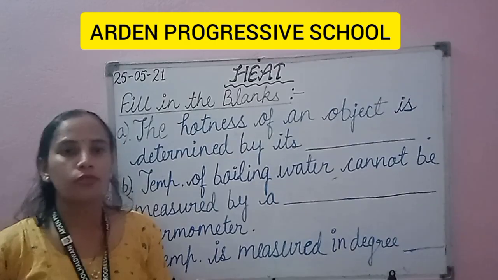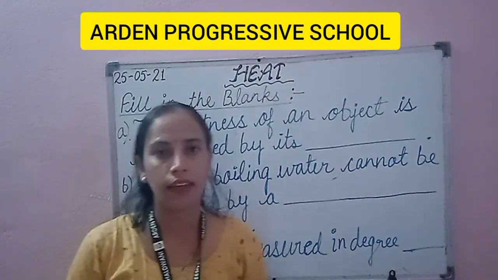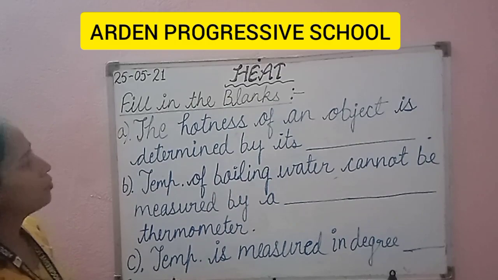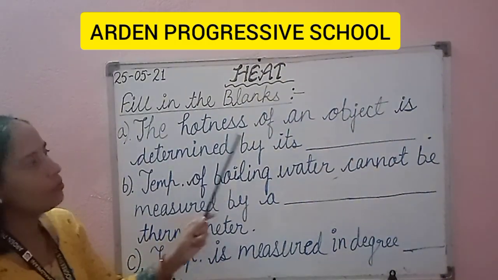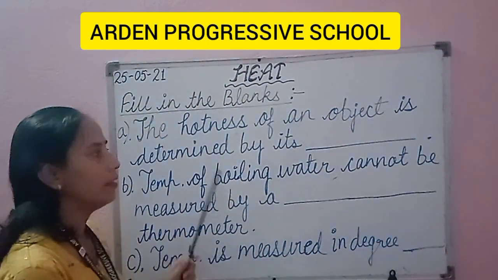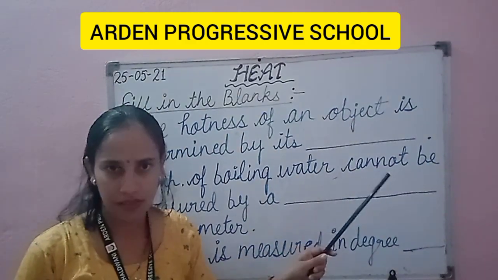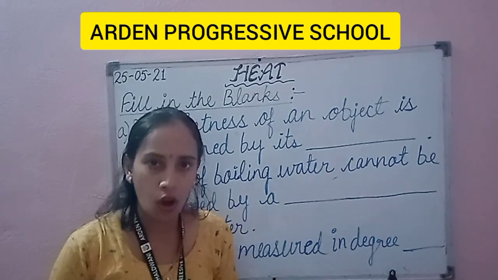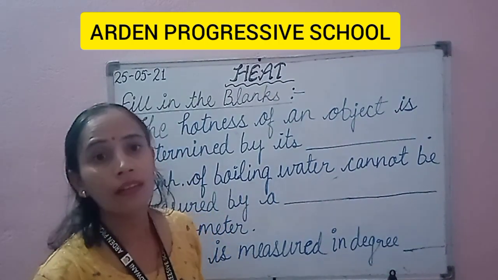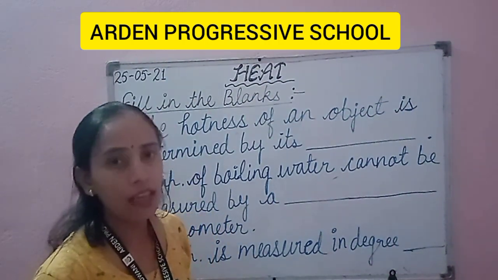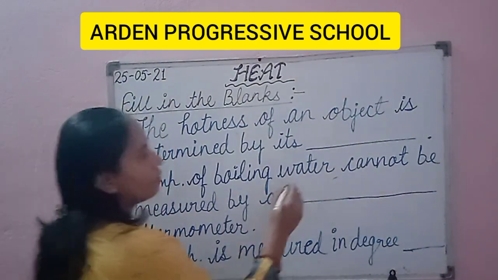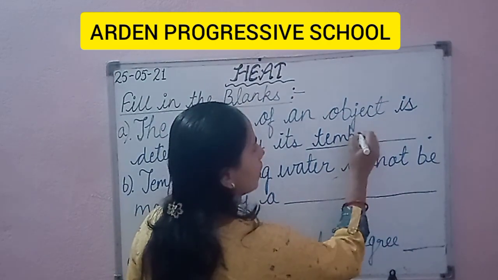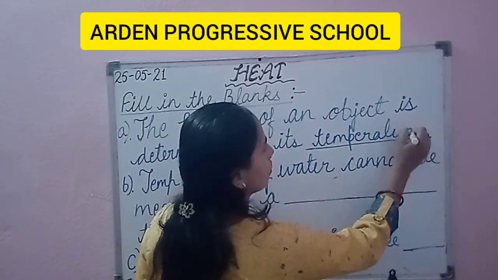Clear students? So students, in question number 3, there are fill-ups. See the first one: the hotness of an object is determined by its dash. So how can we determine the hotness or coldness of a body? We can determine it with its temperature. The answer is temperature.